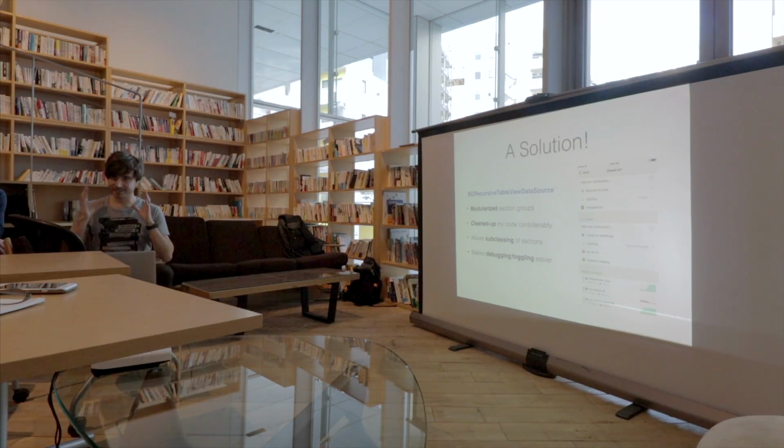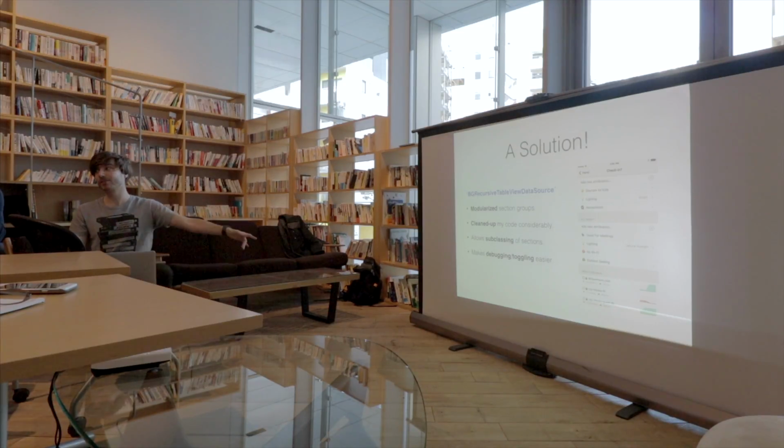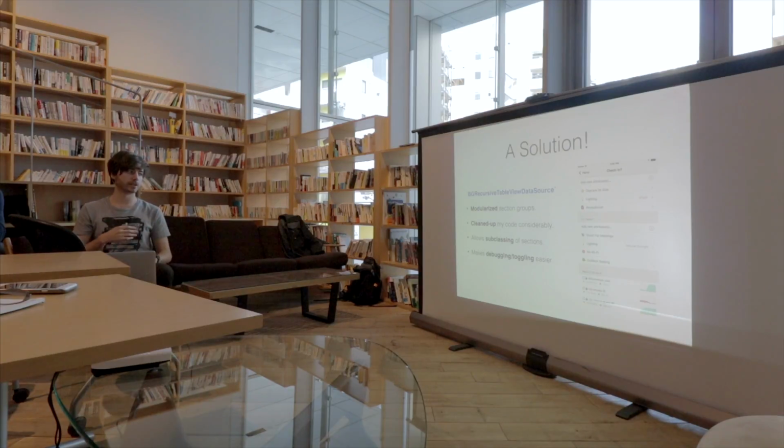It does modularized section groups, so not individual sections, but you can do one or more sections as an object, and this is key. This cleaned up my code considerably, and it allows subclassing of section groups, so you can reuse parts of your table views anywhere in your applications and call methods on them. It makes debugging and toggling stuff way easier, because if you're having a crash, you can pinpoint exactly which section group it's coming from, turn that off, make sure everything works, and then debug that individual part of a potentially very complex table view.